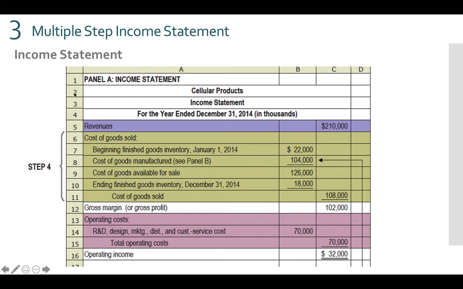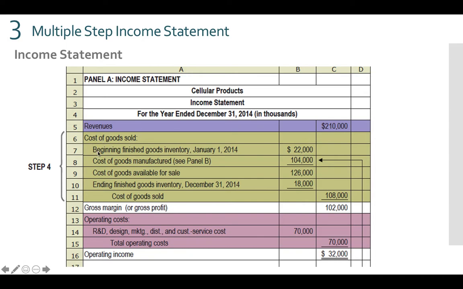So let us walk through all of these components one by one. For revenues itself, the formula is price times the quantity of the item sold, which is usually already given in a problem statement. And the second one is cost of goods sold. There are several steps to calculate the cost of goods sold.